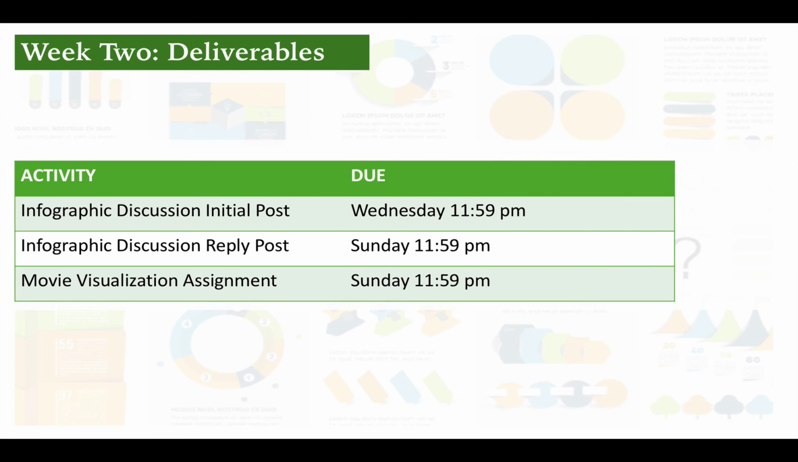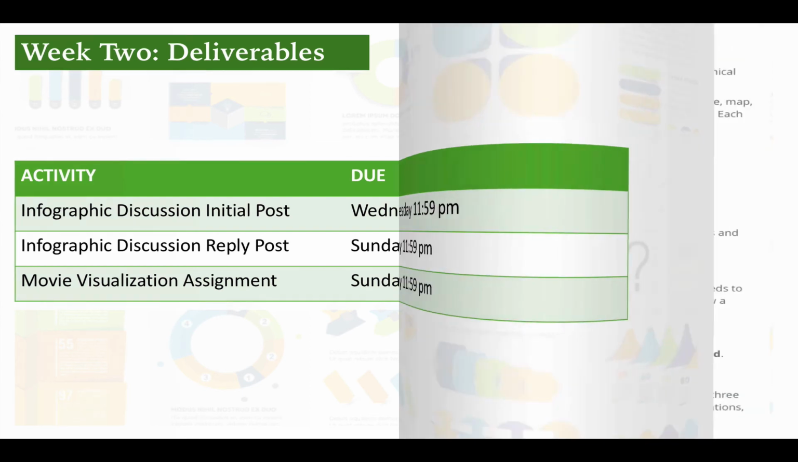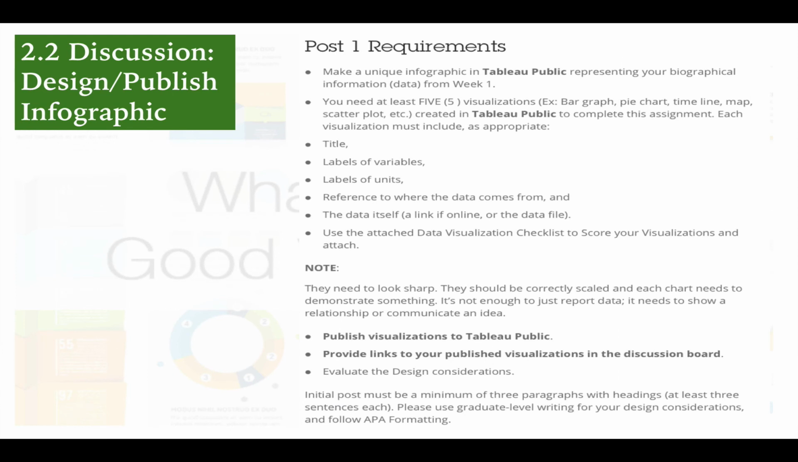The week two deliverables, the required activities for this week, are the infographic discussion initial post, which is due Wednesday by 11:59 p.m., the infographic discussion reply post, which is due Sunday by 11:59 p.m., and the movie visualization assignment, which is also due Sunday by 11:59 p.m.